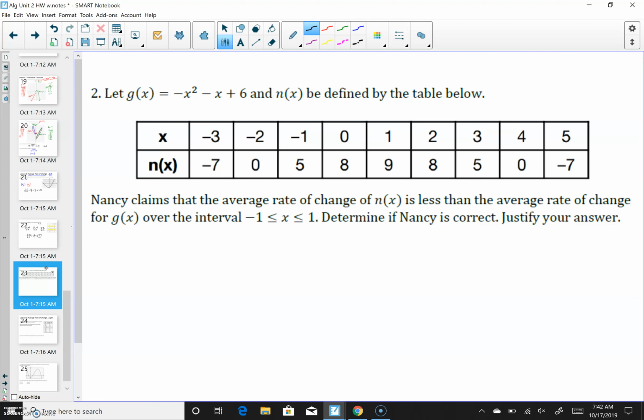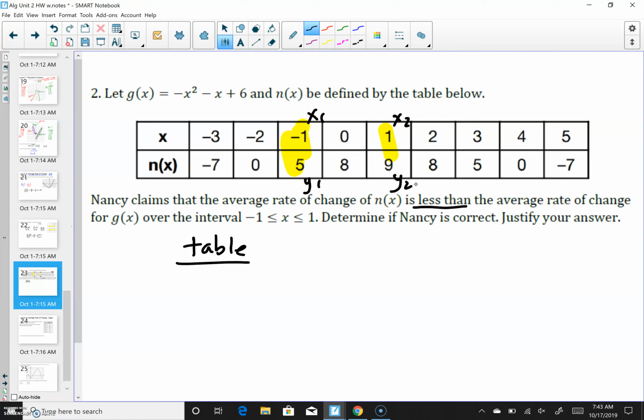For the next one, let g of x equal -x squared minus x plus 6 and n of x be defined by the table. Nancy claims that the average rate of change of n of x is less than the average rate of change of g of x over the interval -1 less than or equal to x less than or equal to 1. So we have to do two separate pieces here. And the first thing we'll do is we'll work on the table first. So if we're going from -1 to +1, those are going to be the 2 points that we're going to focus on. We've got x1 and y1. We've got x2 and y2.